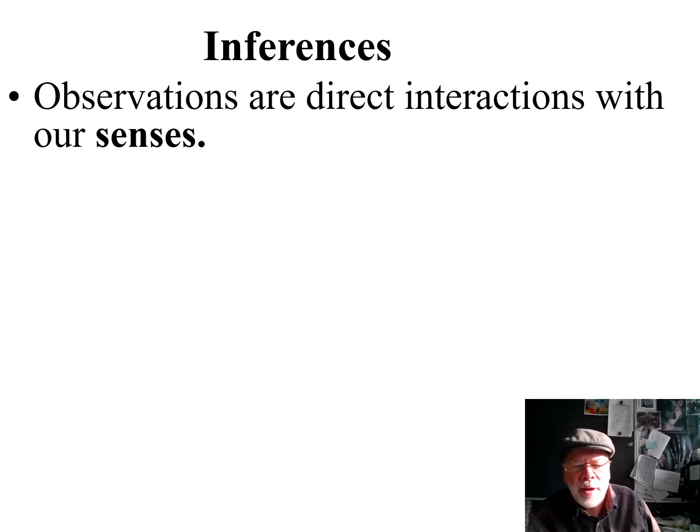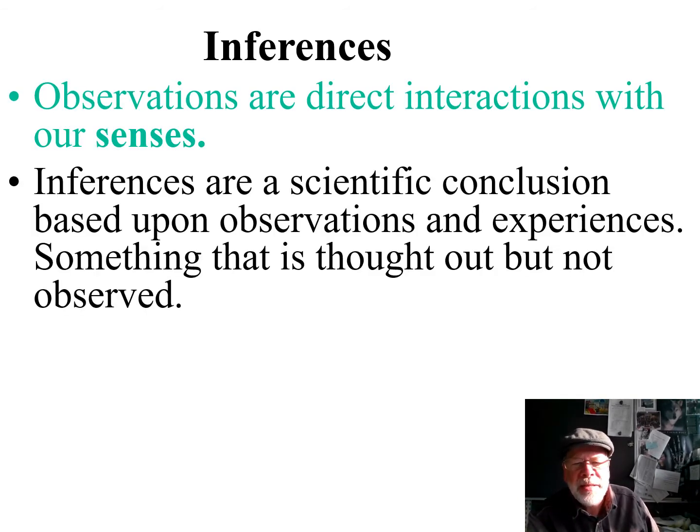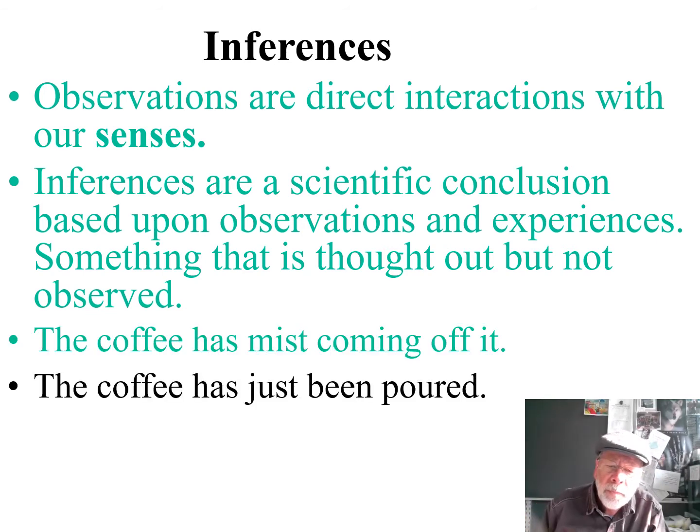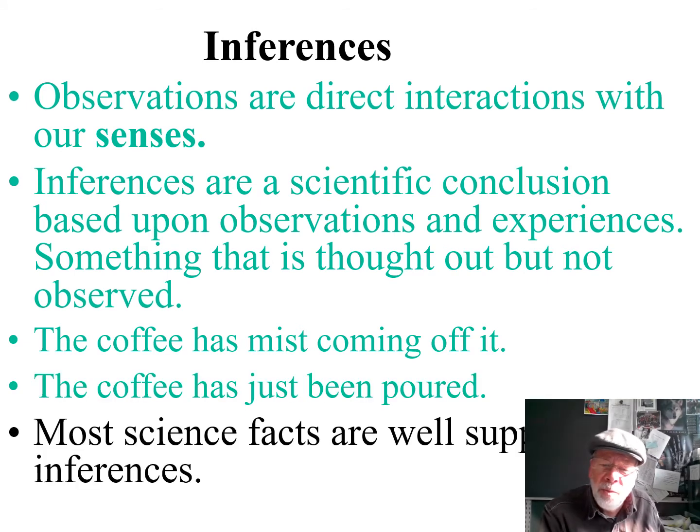So observations are direct interactions with our senses. Inferences are a scientific conclusion based on observations and experience, something that is thought out but not observed. For example, if you say the coffee has mist coming off of it, well, that's an observation. You're seeing this mist come off the coffee. If you say the coffee has just been poured, perhaps you're observing there's mist coming off the coffee, and so you're thinking that it's still very hot coffee, which means it's just been poured. But that, correct as it may be, is still an inference based on the fact that you're seeing the mist coming off the coffee. So most scientific facts are simply well-supported inferences.